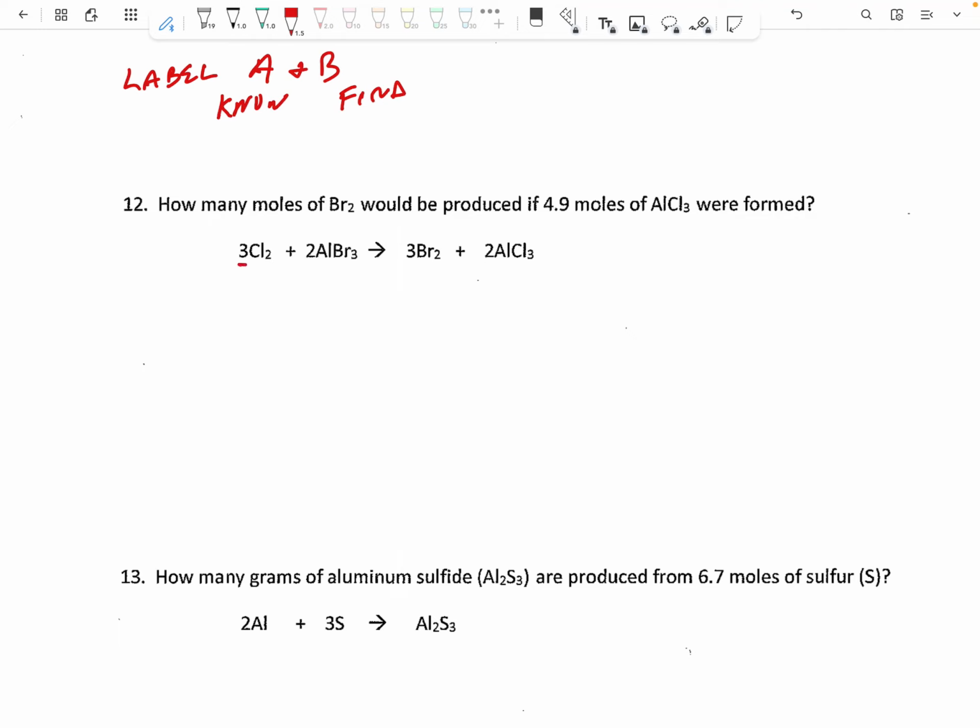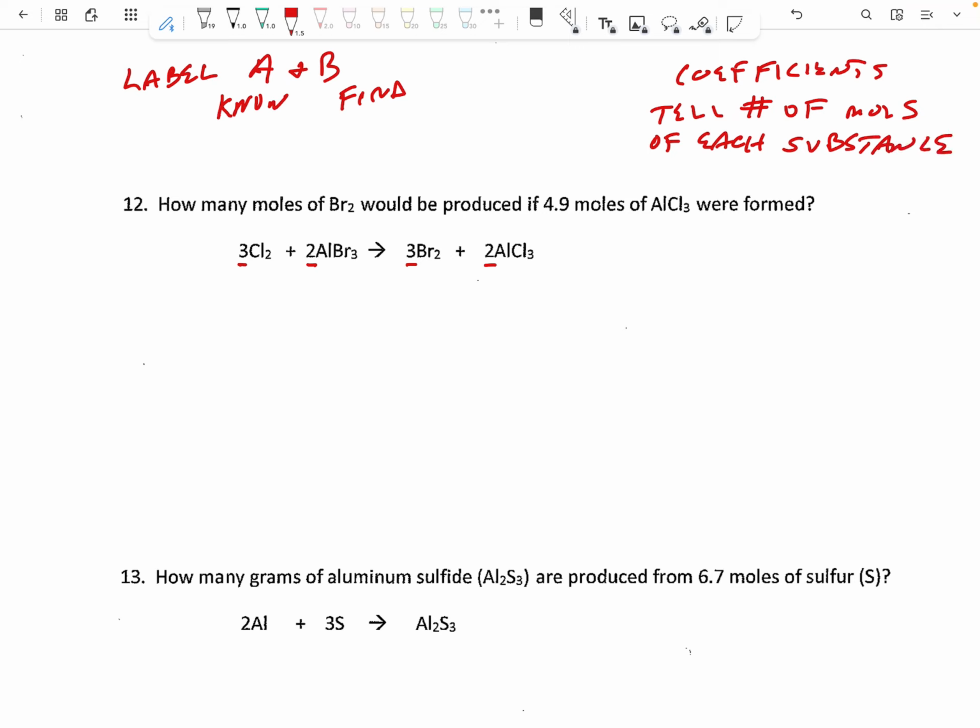Remember that these numbers right here, the coefficients, tell you the number of moles of each substance. All right, that's important. And I'll show you why when it gets down to what's called a mole ratio. All right, so here we go. We have to have a balanced equation. This is a balanced equation.